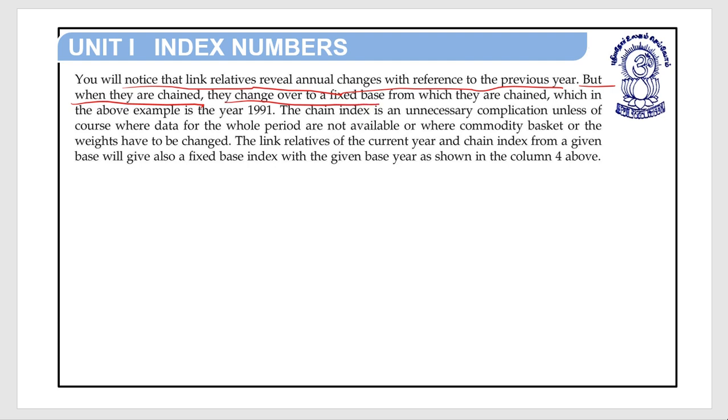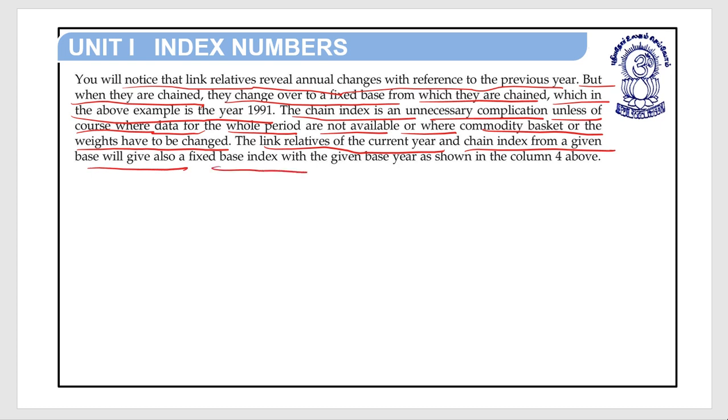changed, they change over to a fixed base from which they are changed, which in the above example is the year 1991. The chain index is an unnecessary complication unless, of course, where data for the whole period are not available or where commodity basket or the weights have to be changed. The link relatives of the current year and chain index from a given base will give also a fixed base index with the given base years as shown in the column 4 above.